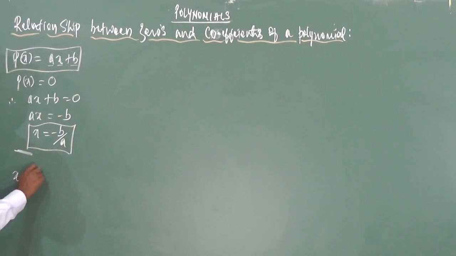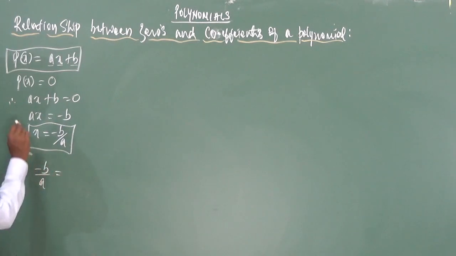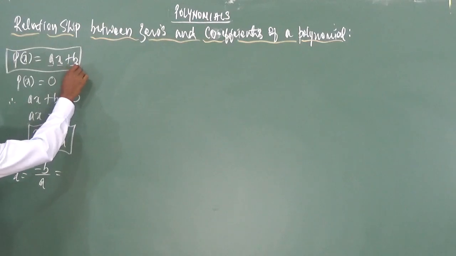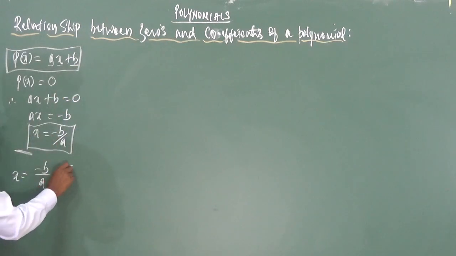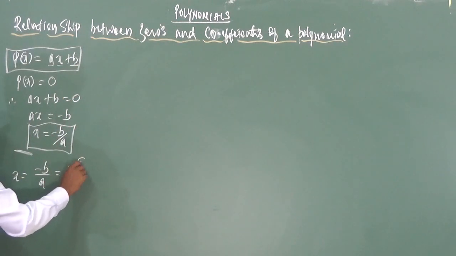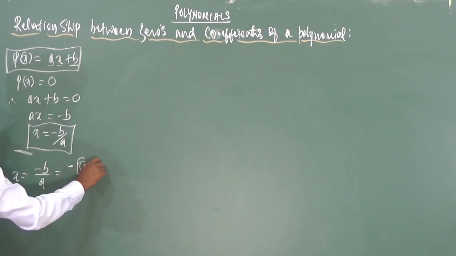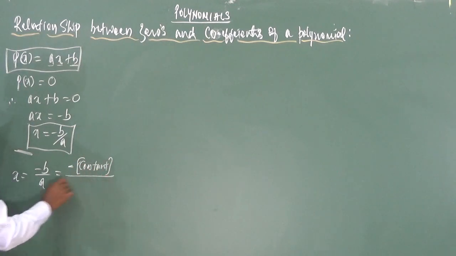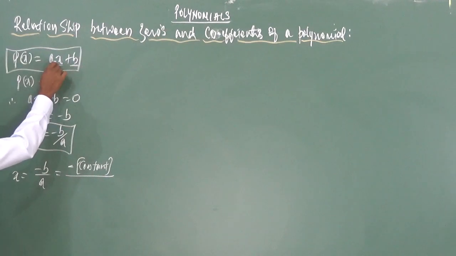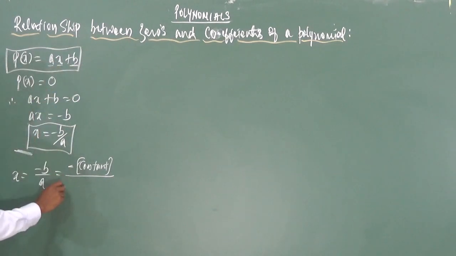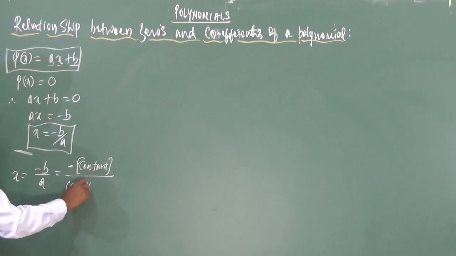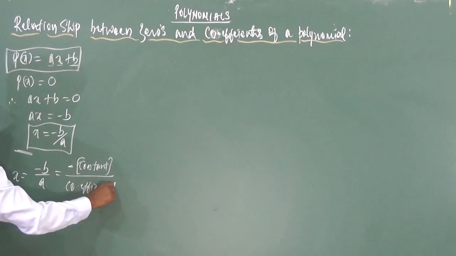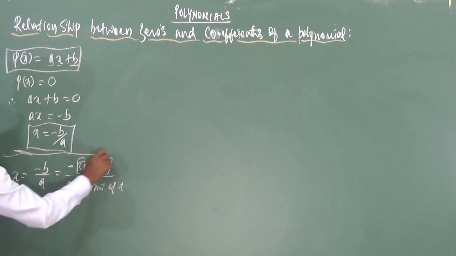So x is equal to minus b by a means minus b, where b is a constant. So minus of a constant by a, where a is the coefficient of x. That is the coefficient of x.